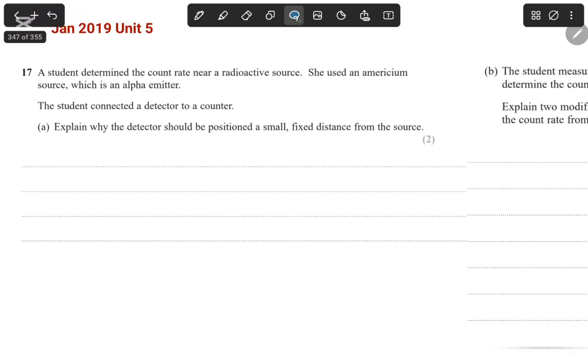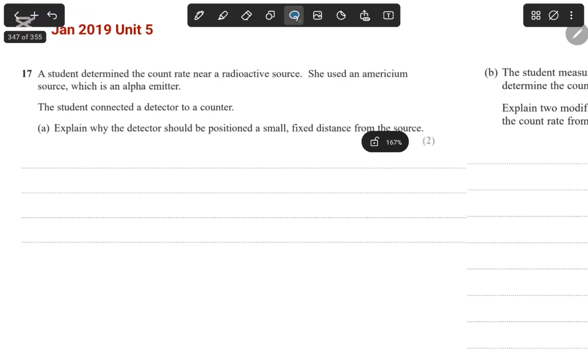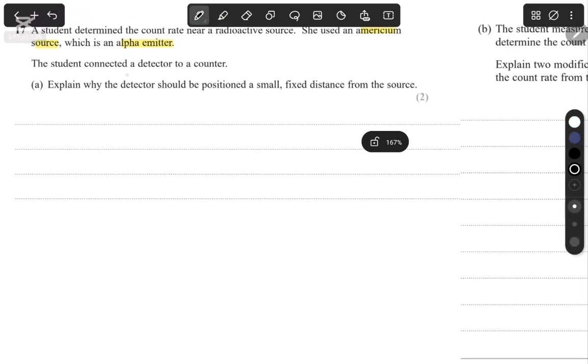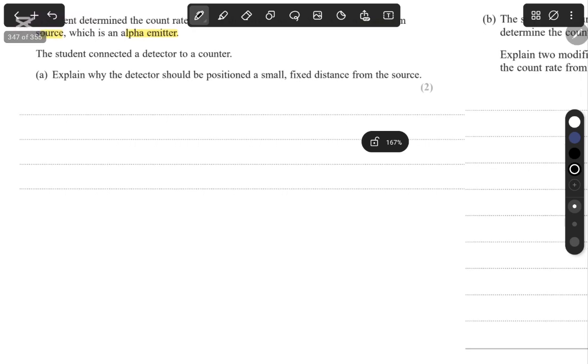Okay, the first question. A student determined the count rate near a radioactive source. She used an americium source, which is an alpha emitter. She connected a detector to a counter. Now it says explain why the detector must be positioned a small and fixed distance from the source.